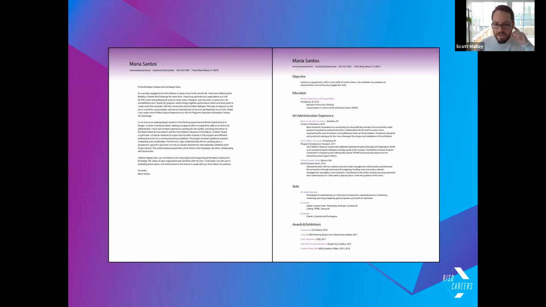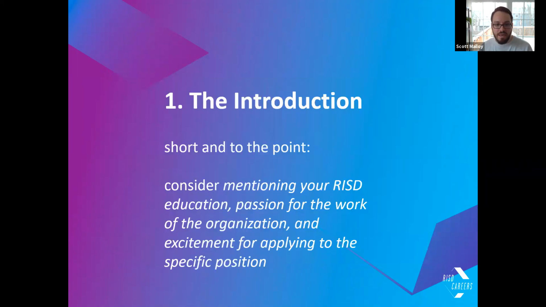So we're going to look at an example, recycling back to the Maria Santos example. This is the resume we've been looking at, and then there's a cover letter that's paired with it, where the cover letter is referencing experiences in the resume. This goes back to that PDF that you can all look at any time. As I mentioned, the three-part structure, the first part is the introduction. This is typically short and to the point.